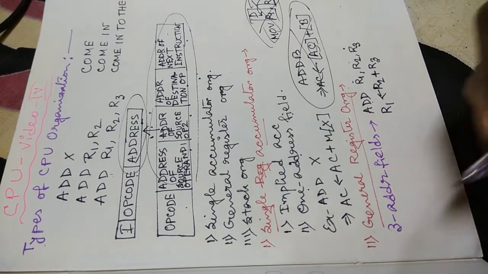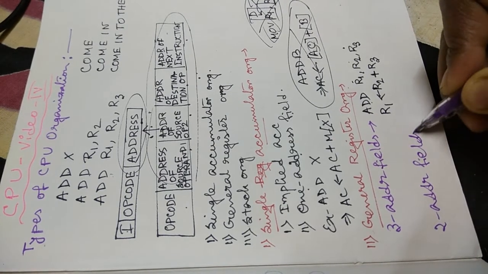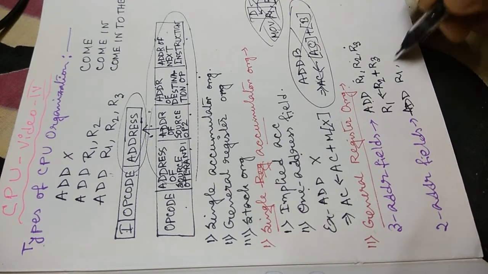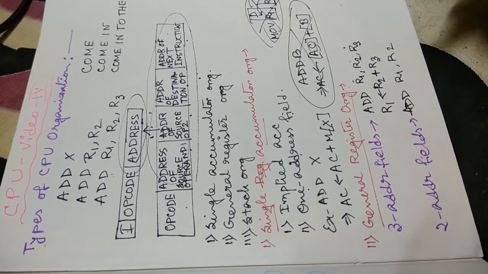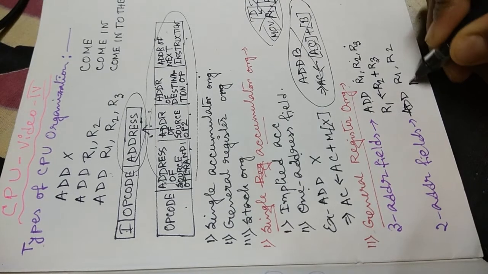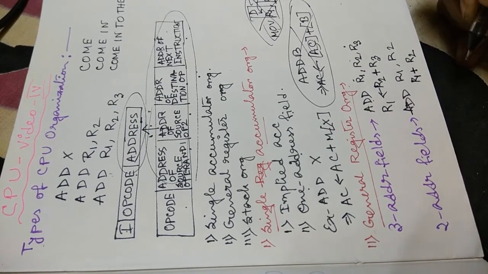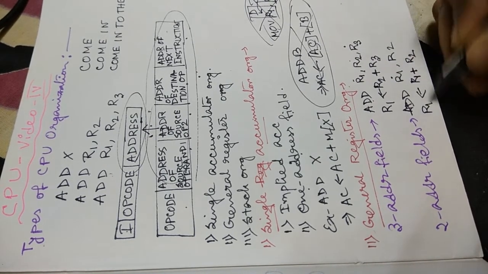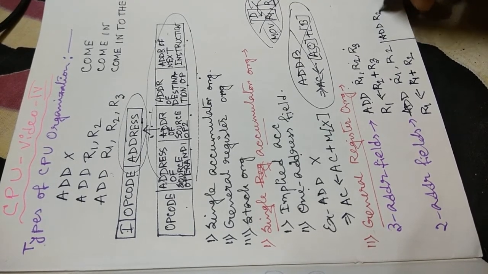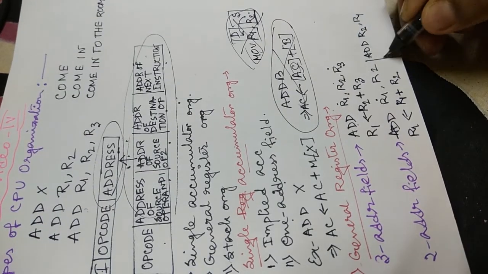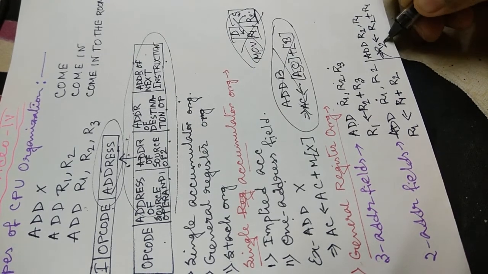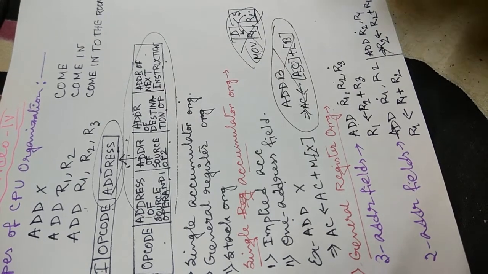Clear? In case of 2 address fields, we can mention only 2 addresses. For example, add R1, R2. Here are 2 operands or 2 locations, whatever. Content of R1 and content of R2 are added and the result is stored in R1. Why in R1? It is in the left hand side, that's why. If I would have written add R2, R1, then the content of R2 and content of R1 are added and the result is stored in R2 because it is written in the left hand side. Clear up to this?